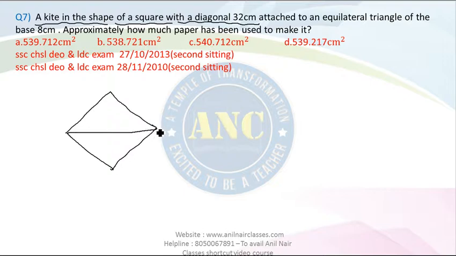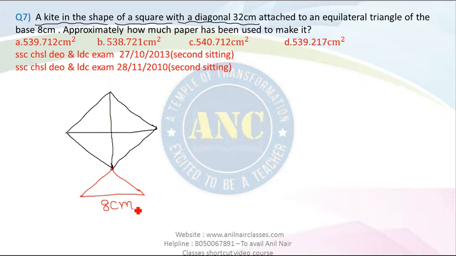Now, the length of the diagonal, this value or this value, is given in the question as 32 centimeter. Let me draw a little neatly, sir. This particular value is 32. Otherwise, I already have joined another line that also is 32 centimeter. A kite in the shape of a square with diagonal 32 centimeter is attached to an equilateral triangle of the base 8 centimeter. Now, this kite is attached to an equilateral triangle like this. The base of this equilateral triangle is 8 centimeters.